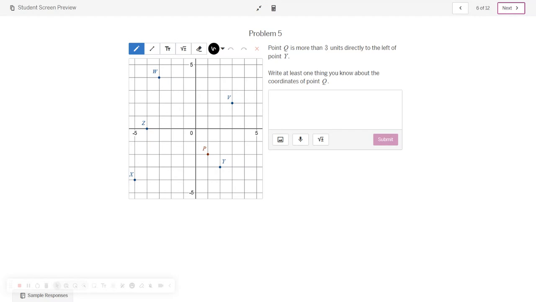There's a point Q, 3 units directly to the left. At least one thing you know about the coordinate. Well, I know everything about it. When I look at that, it's at negative 1 comma negative 3. Maybe they're looking for, because it is in quadrant 3, both coordinates are negative.